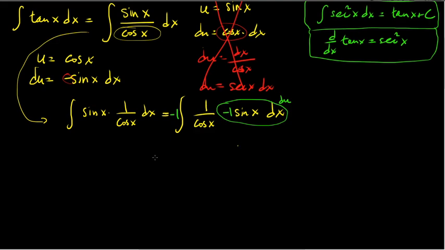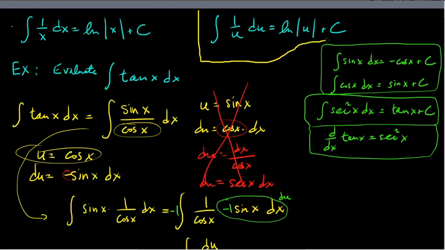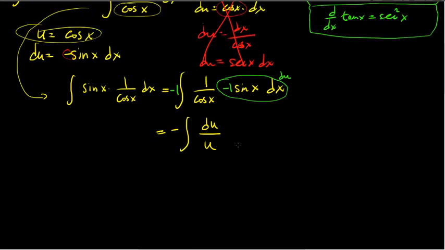And what we get is a negative in front, and then 1 over cosine. So this is du over cosine of x, which was u. So this is du over u. And if you don't remember that, look it up. The integral of 1 over u du is the natural log of u in absolute value. So this is going to be, don't forget the negative sign in front, negative natural log of absolute value of u. This is indefinite, so we do need a plus c here.